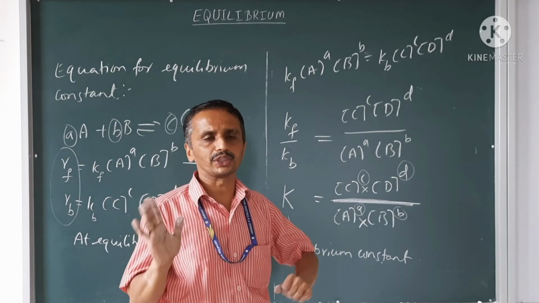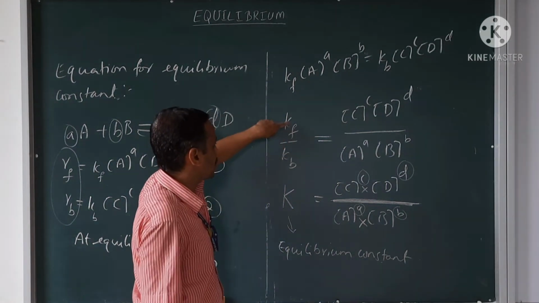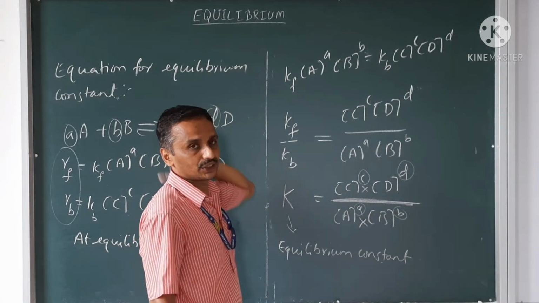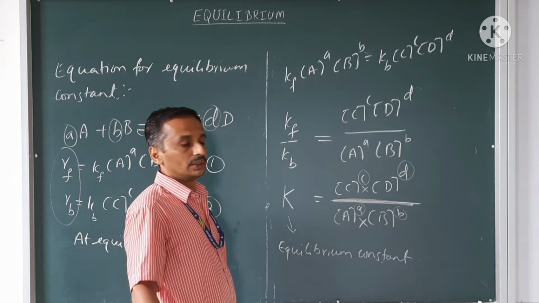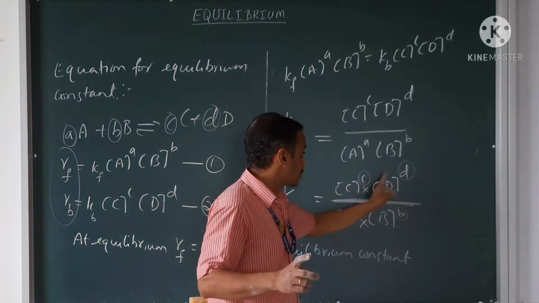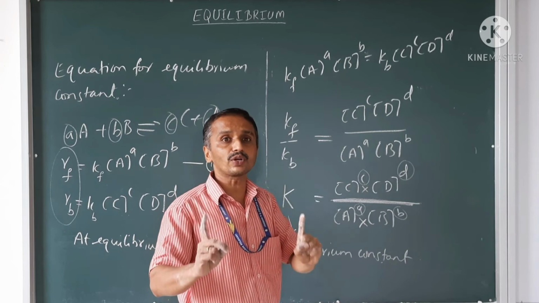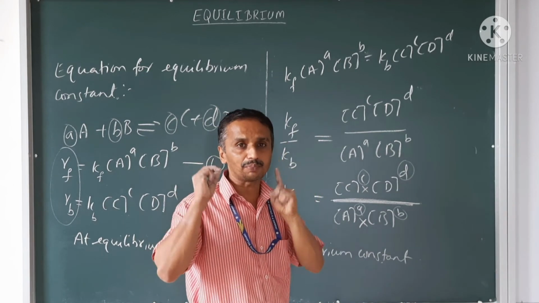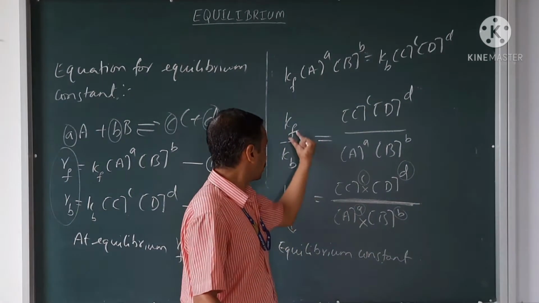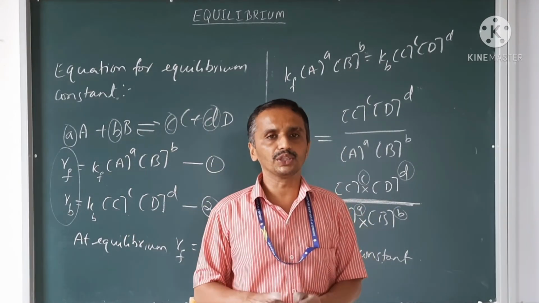This is the equilibrium constant definition. Simply, what I can say is that it is the ratio of the rate constant of the forward reaction to the rate constant of the backward reaction. You should know this definition also, because in competitive exams they may not give the concentrations. They may give only the rate constant of the forward and of the backward reaction, and ask you to calculate the equilibrium constant. So note down both formulas in the formula list.